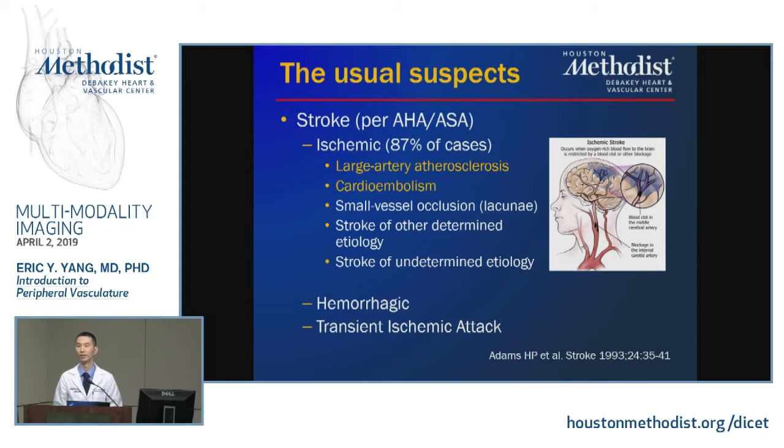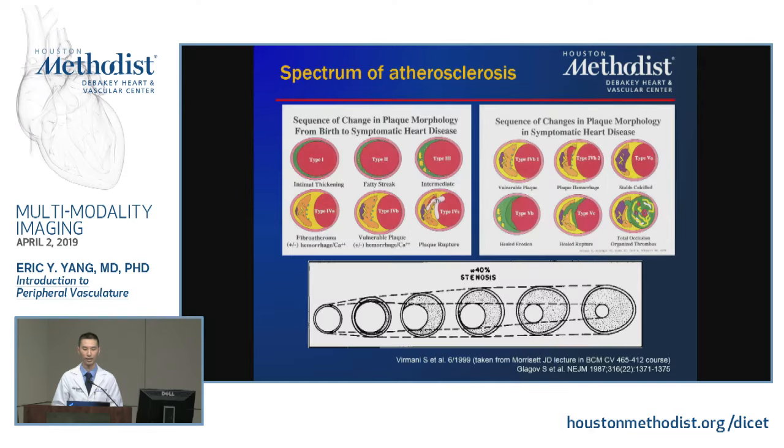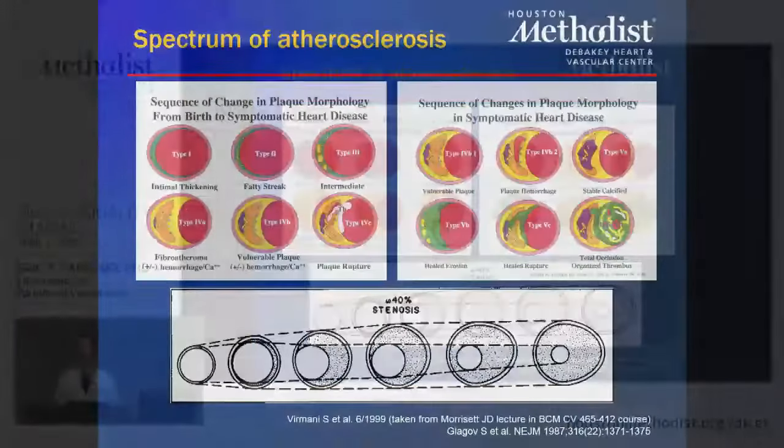Of course, stroke is the biggest worrisome complication that we look out for, and ischemic stroke caused by large artery atherosclerosis and cardioembolism are the big entities we look out for. There's also hemorrhagic stroke and transient ischemic attack, but I won't go into those in greater detail. This should be familiar to all of you being involved in the cardiovascular field.